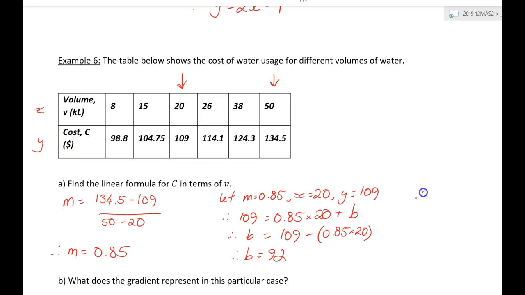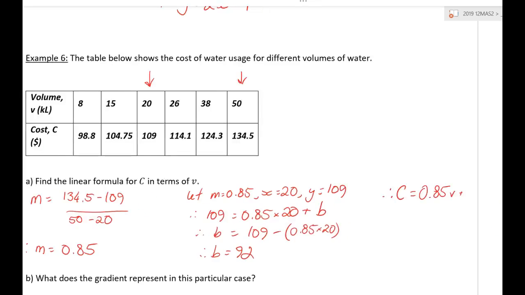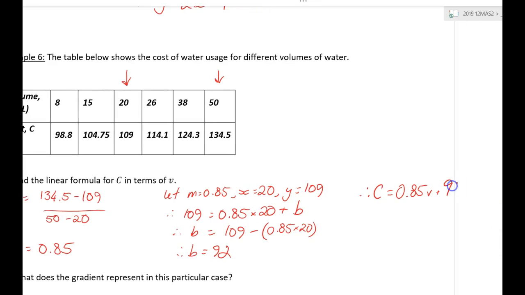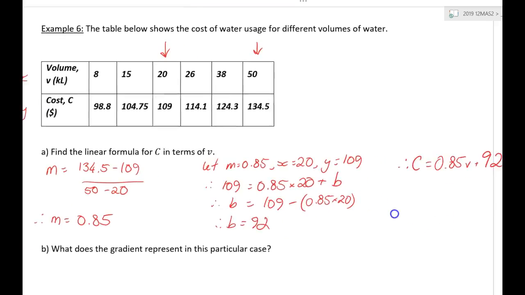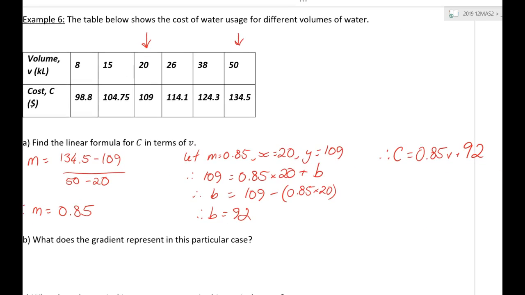Now, finally, okay, we've done all the hard work there, but we do need to write this as, okay, my cost, because remember it's like y equals, so it's the dependent variable there on the bottom. My cost is equal to 0.85 V plus 92. Okay, I can check that answer with my calculator here, and I can look at something else.